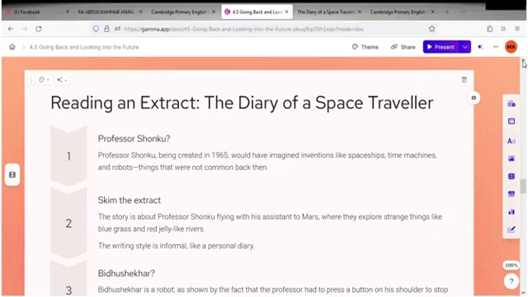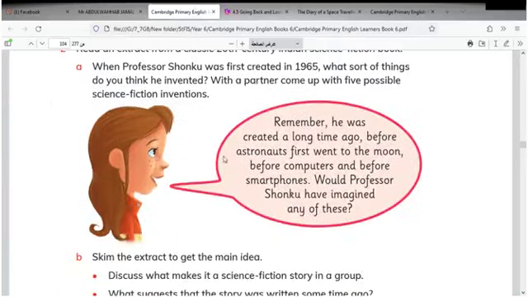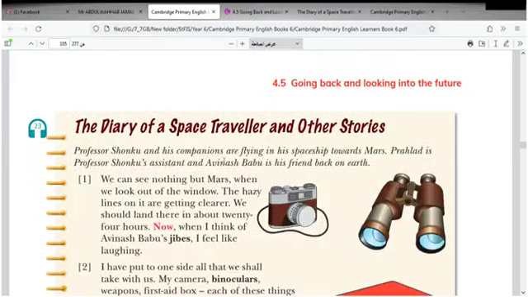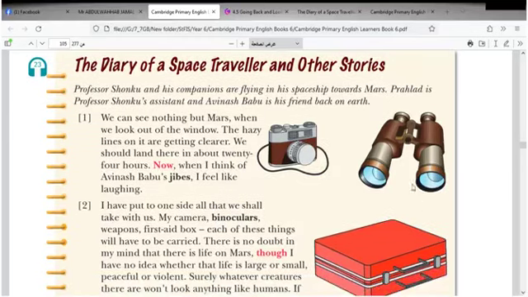May I have an example of science fiction? Yes, you may. I have a very important example, a very important reading text. It is called The Diary of a Space Traveler and Other Stories. Why is it a diary? If you remember the Green Book at the beginning of this unit, the Green Book was a diary, and it was a science fiction story. And now it is The Diary of a Space Traveler and Other Stories.